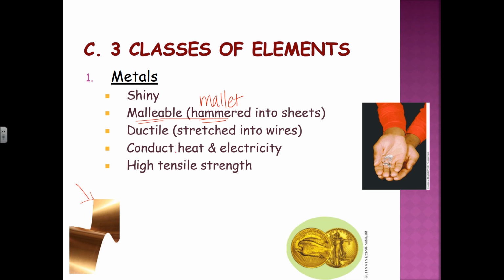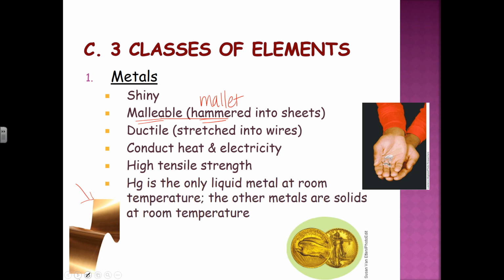Another very important characteristic of metals is their ability to conduct heat and electricity. Metals are conductors. They will conduct heat and electricity. And they have high tensile strength. And what that means is if you pull on it, it's not going to break easily. They're very strong. So these are the characteristics of your metals. And we will watch a short video at the end that talks about some of these just a little bit more, to kind of drive the point home.